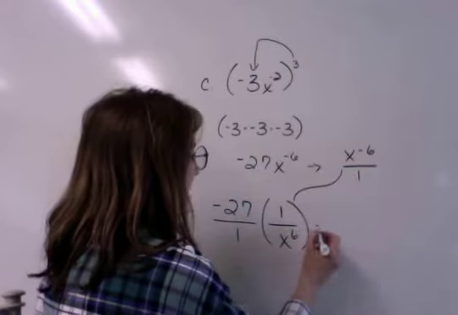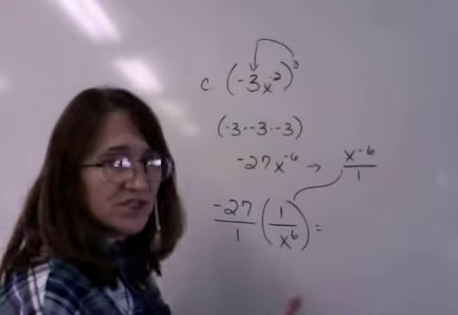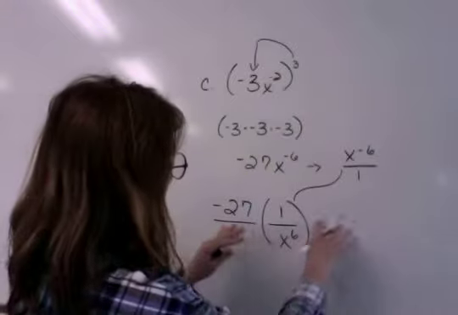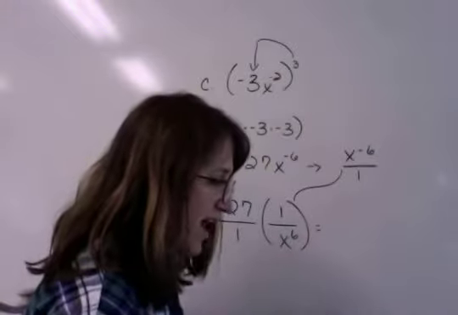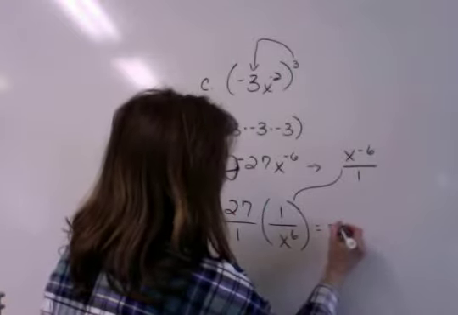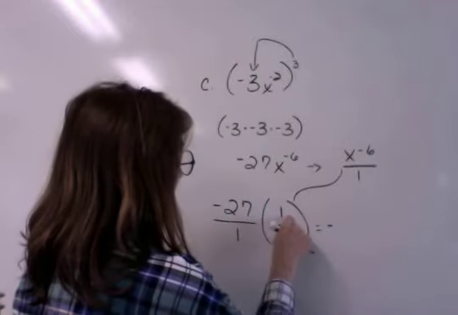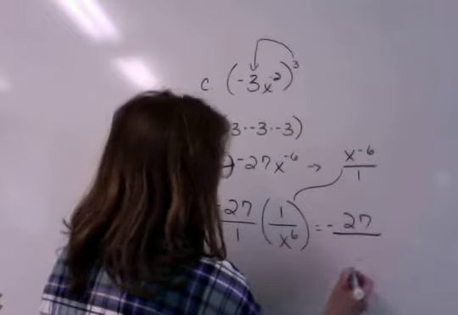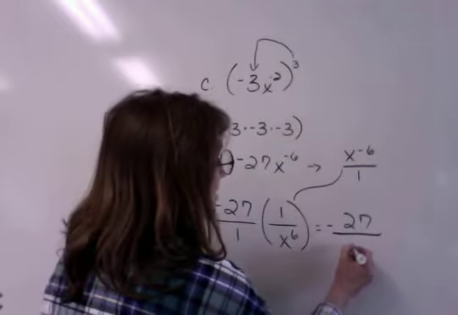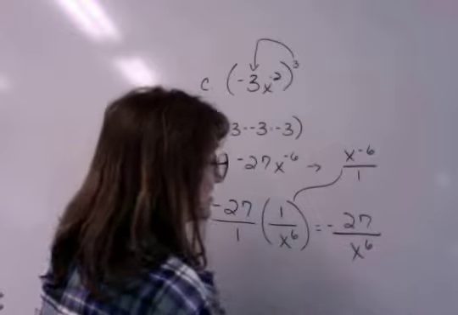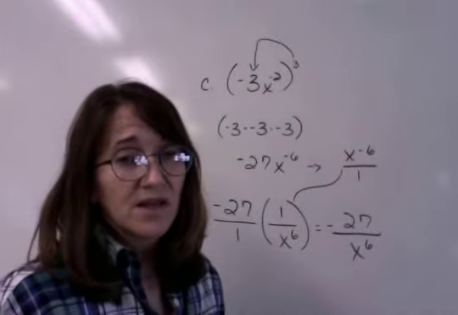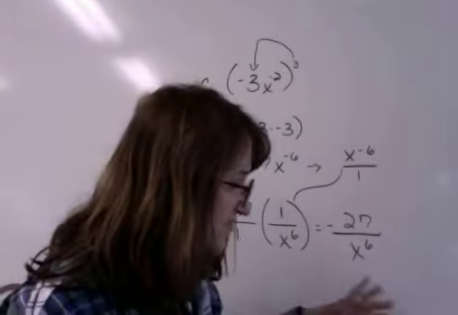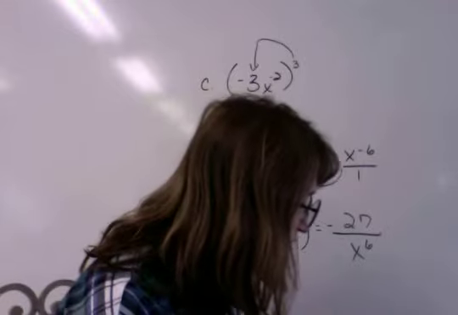And then think about how that would end up looking. I would go ahead and multiply this to where my final answer should look something like this. Negative 27 to the 1 is going to be 27, and that's going to be hanging over x to the positive 6 power now. So that's how you do one that's kind of complicated but kind of weird looking like that.